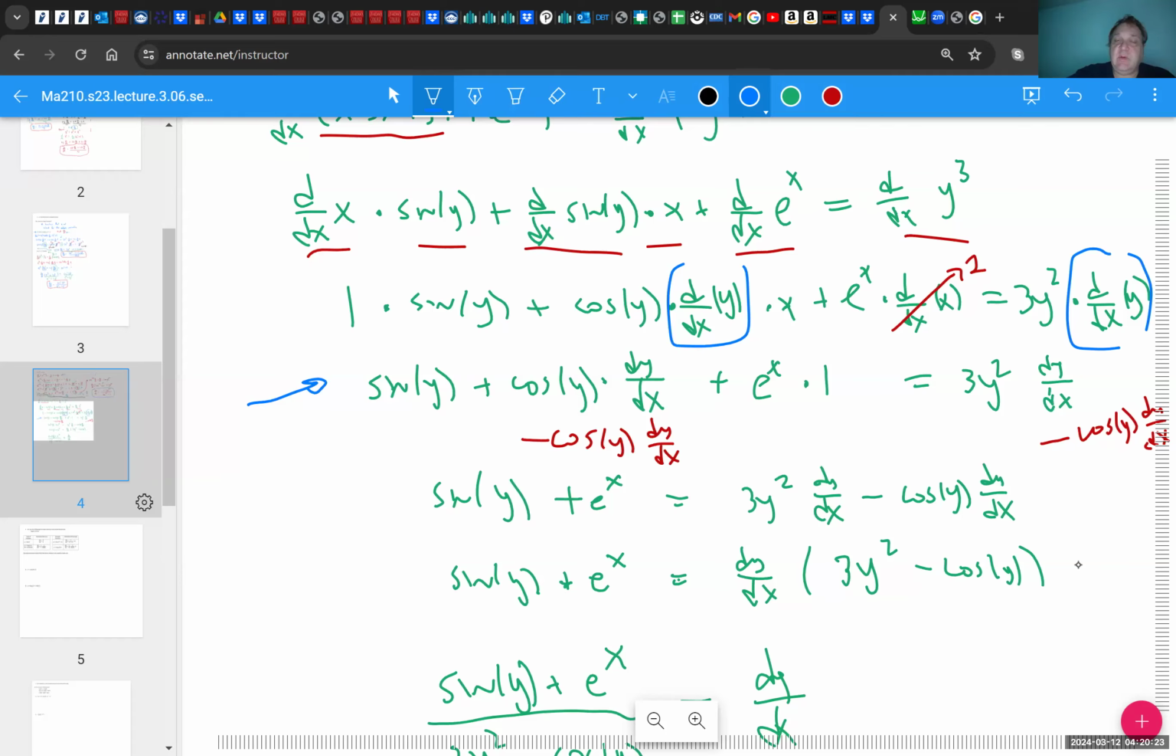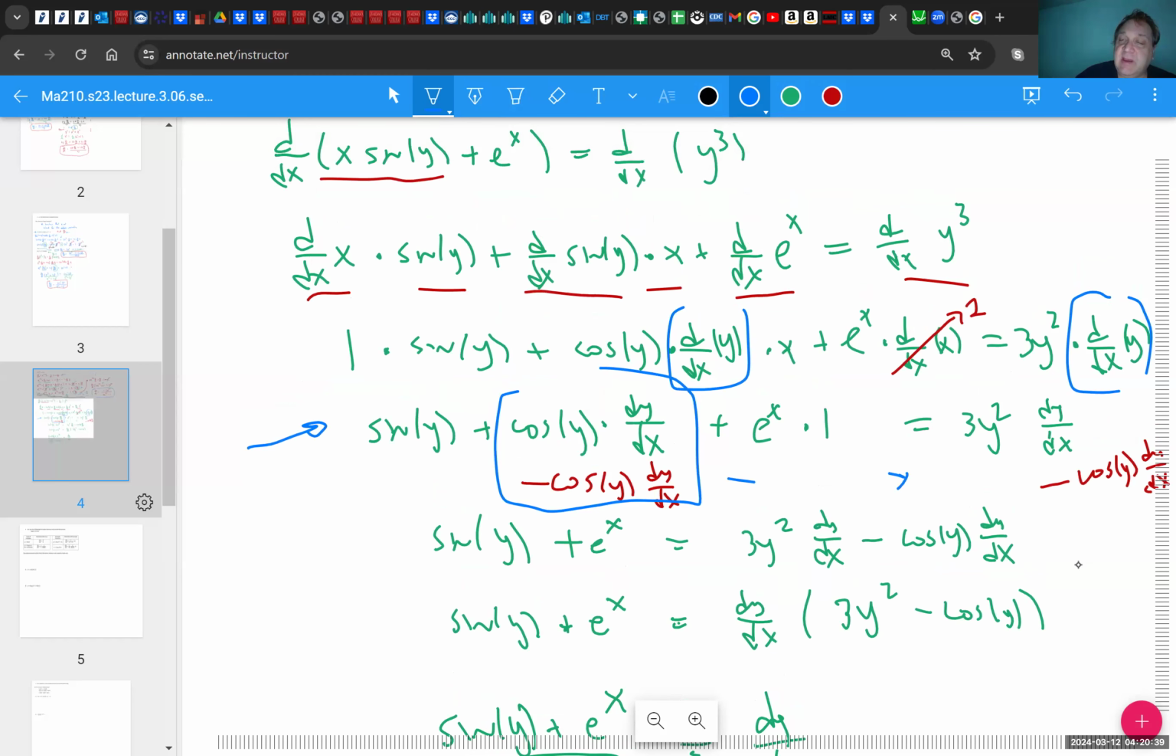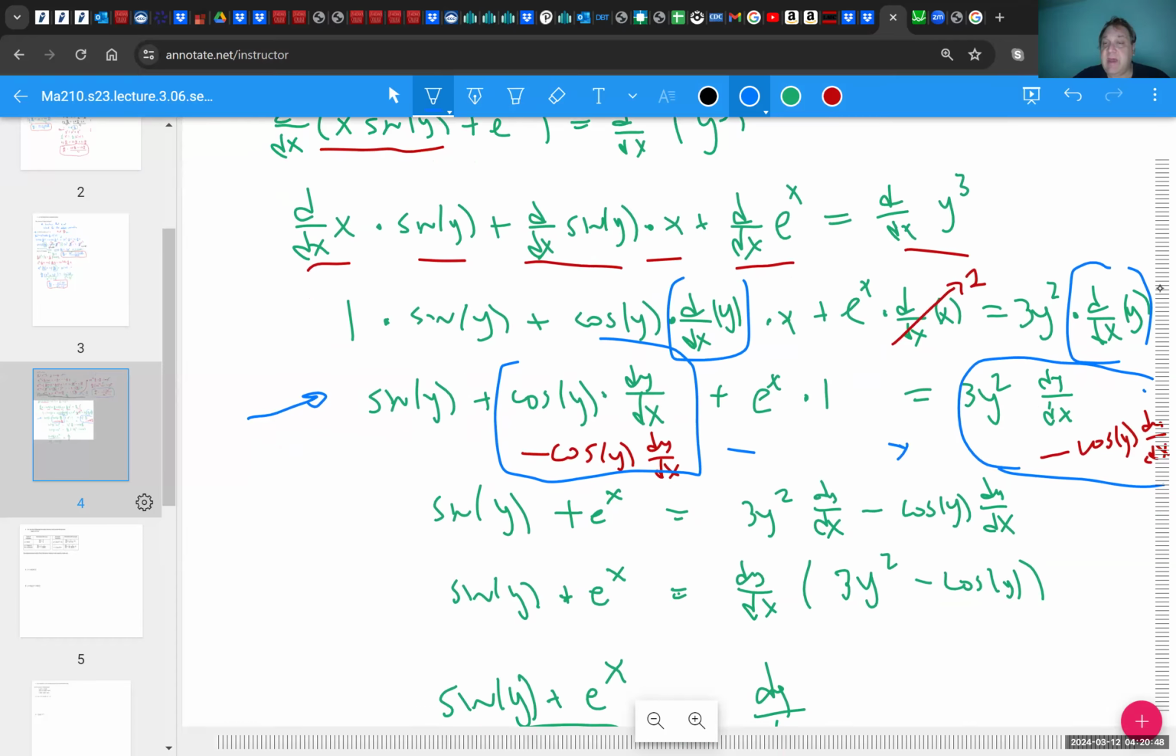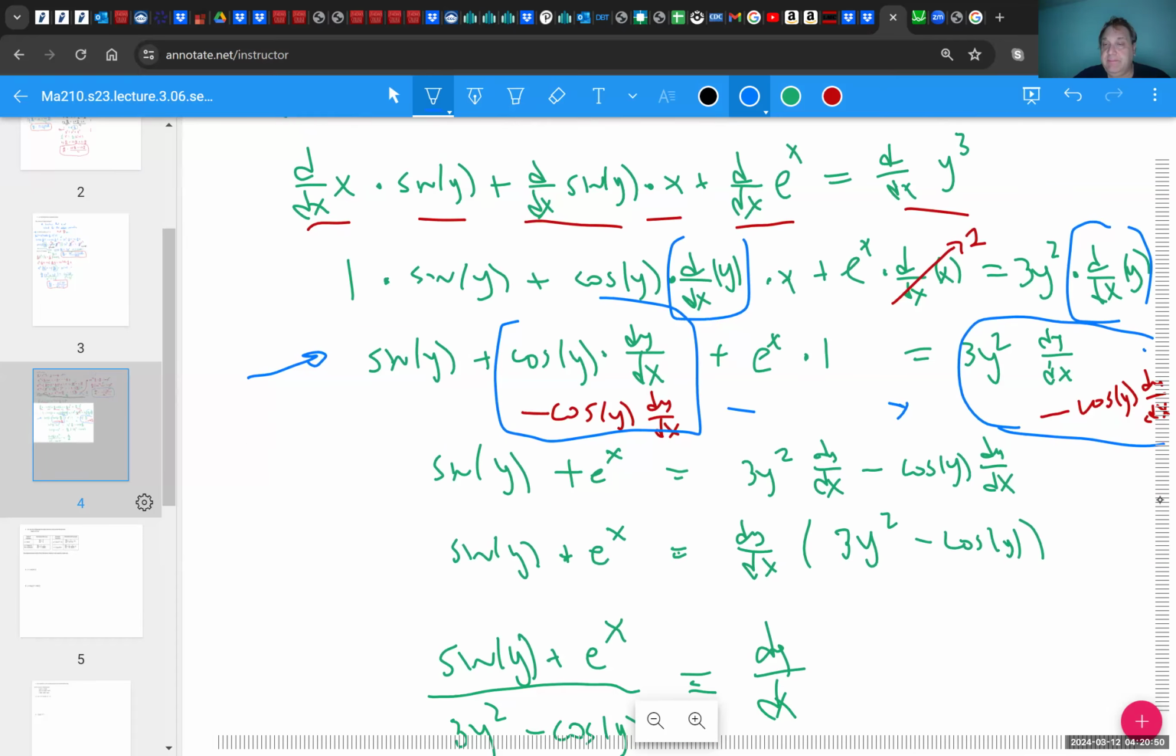The dx/dx is 1. So I noticed that because I have dy/dx on different sides, I'm going to have to subtract the dy/dx on one side to get it on the other side. I elected to get rid of the dy/dx on the left-hand side and move it to the right-hand side by subtracting the same thing on both sides. So I'm subtracting the cosine y dy/dx on both sides. That puts all the dy/dx's on the right-hand side. You may have put it on the other side, doesn't matter. The answers will be equivalent.